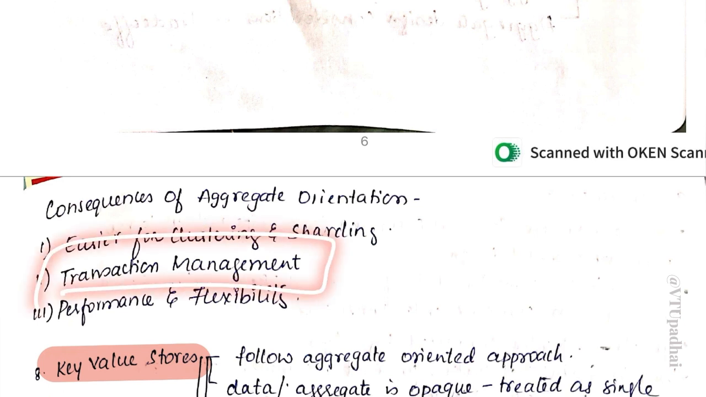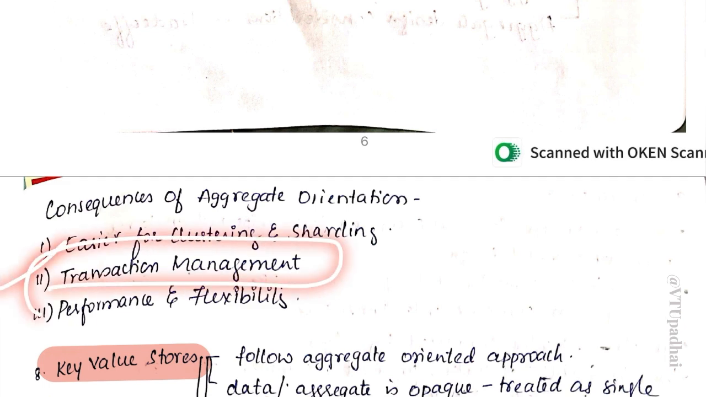Next we have transaction management. We know relational databases follow the ACID properties, whereas NoSQL databases do not follow the ACID properties. They have only atomic transactions, which happen in a single aggregate, right? So if I need to manipulate multiple aggregates simultaneously, I'll have to handle all of this in the application logic. So thereby transaction management is also happening properly.